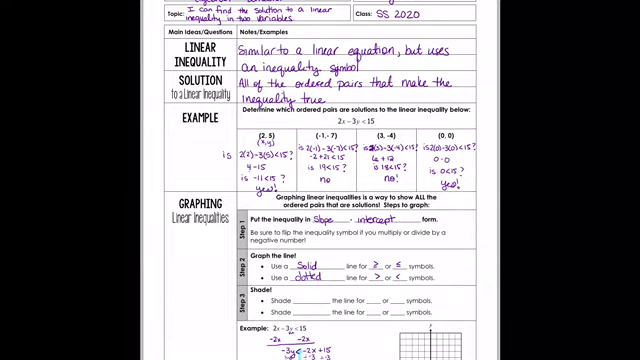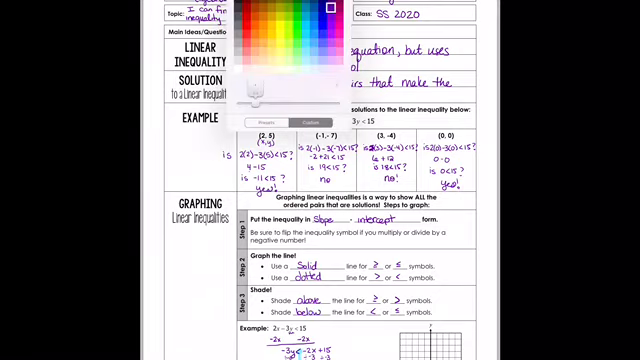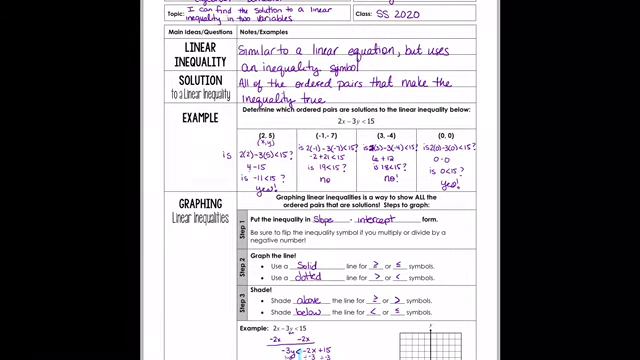Now, the next step of this process is to shade the graph. If we have a greater than symbol or a greater than or equal to symbol, we're going to shade above the line. If we have a less than or equal to symbol, we're going to shade below the line. We can always test a point to double check to make sure that we're correct. So in this case, my symbol is a greater than symbol. So that means we're going to shade in the top half of this graph. And I just usually do a light shading like this.